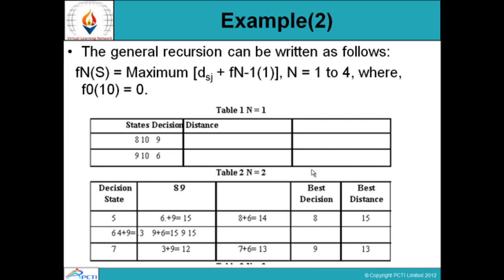Example 2. The general recursion can be written as follows: fn(s) equal to maximum of d(sj) plus f(n minus 1)(j), where n equal to 1 to 4, where f0(10) equal to 0. State 8, decision 10, 9; then 9, decision 10, 6. Distance table 2, n equal to 2. For state 5, 6 plus 9 equal to 15, 9 plus 6 equal to 15, then 3 plus 9 equal to 12, then 8 plus 6 equal to 14, 7 plus 6 equal to 13. Best decision 8 and 9, and best distance 15 and 13.